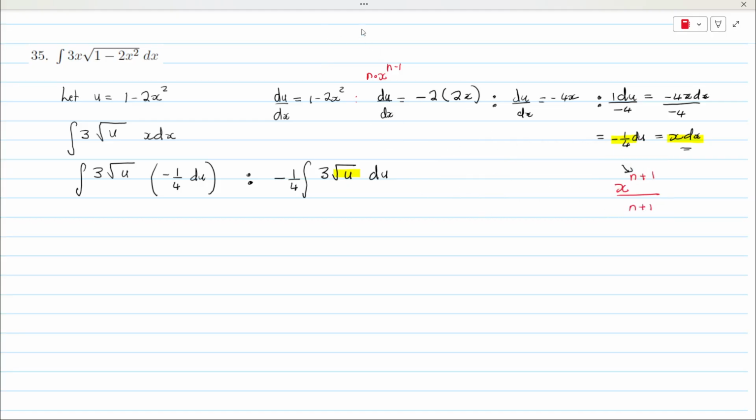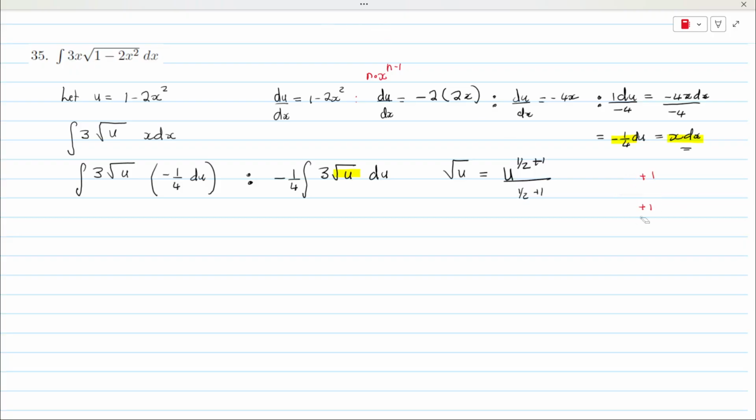Then to evaluate what I have here, I will then have the root of u. I need to evaluate it by applying the power rule for integration. So first what I want to do is rewrite this so that it's easier to work with. So I've got u exponent 1 all over 2. According to this power rule of integration, it is going to be u exponent 1 over 2 plus 1 all over 1 all over 2 plus 1.